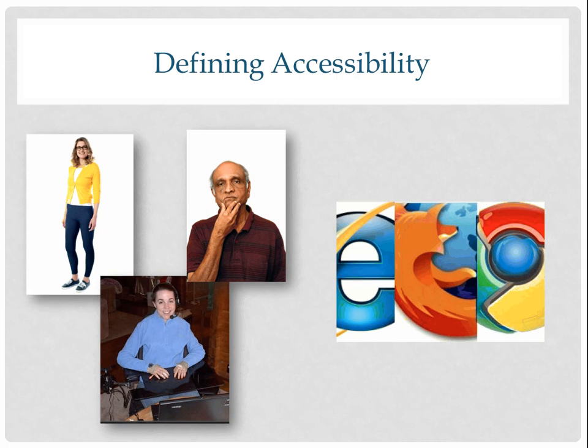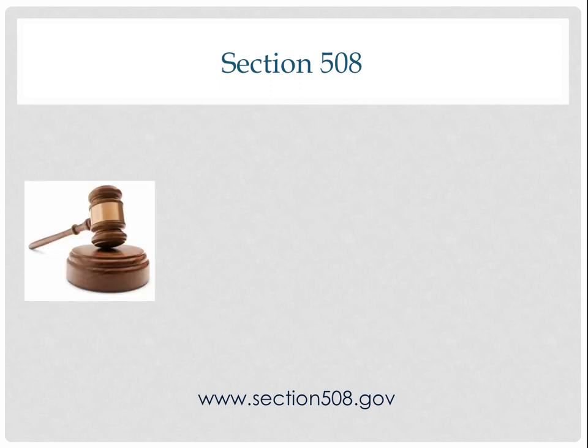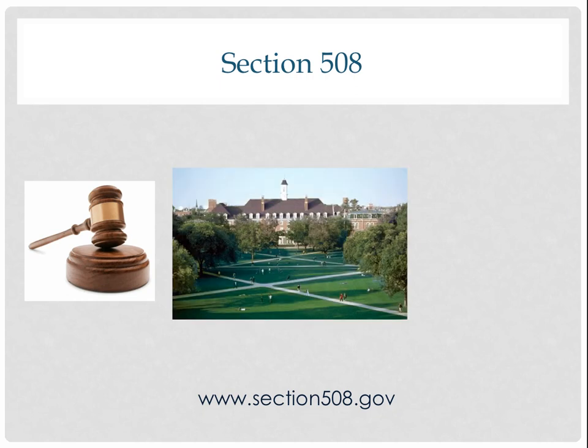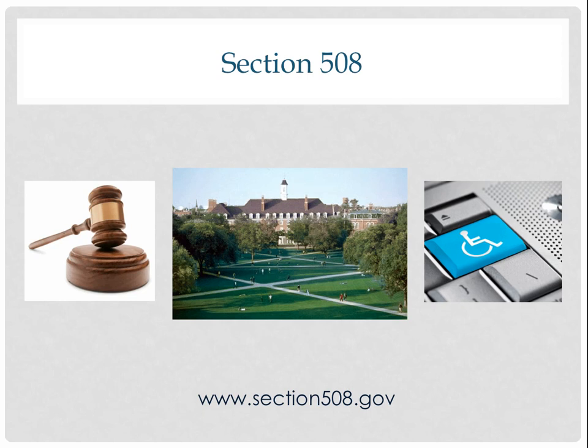Now we'll look at a few sets of rules that influence the web development process. Section 508, an amendment to the United States Workforce Rehabilitation Act of 1973, includes the federal laws, regulations, policies, and standards that govern accessibility in information technology. It requires all federal departments and agencies, including public universities, to make the technology they buy, develop, maintain, or use accessible to individuals with disabilities, giving them the same access as individuals without disabilities.